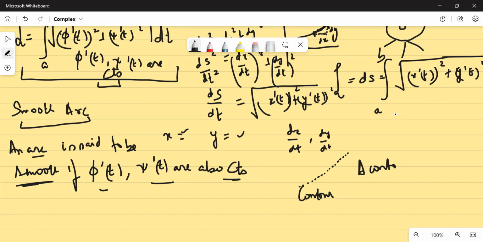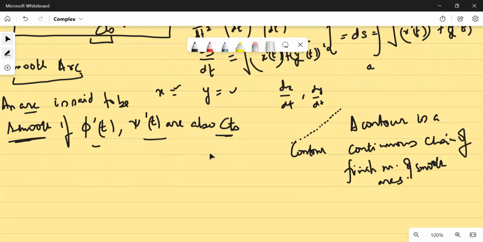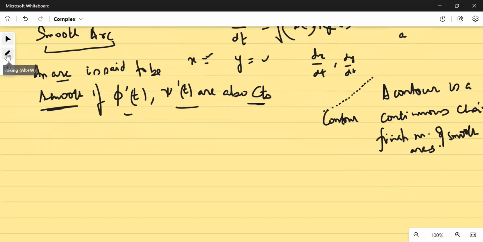Okay, so what is a contour? A contour, I would say, is simply a continuous chain of some finite number of smooth arcs. ठीक है, because just understand, it's not that very hard and fast ऐसे ही पढ़ना है, but understand, ये सब चीजें हम बार बार बोलेंगे, that is why I'm doing it.